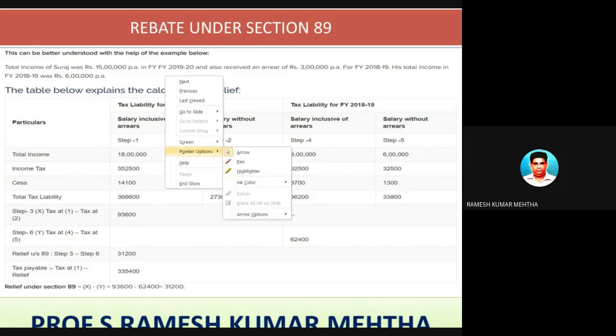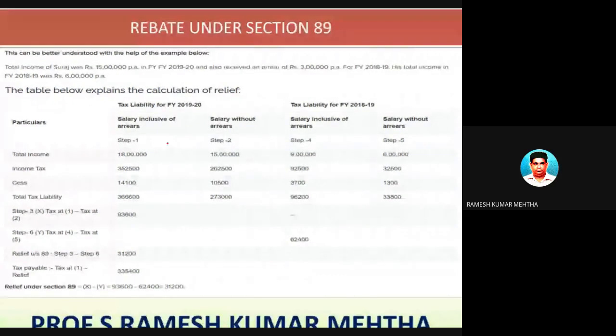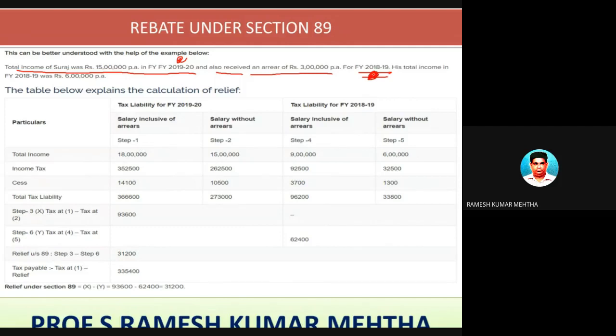So here the problem goes like this. Total income of Suraj was 15 lakh rupees for the financial year 2019-20, and also he received during this year an arrear of 3 lakh rupees of the financial year 2018-19. So the arrear of salary of financial year 2018-19 was received in the financial year 2019-20 to the tune of an additional 3 lakh rupees. So he will receive 15 plus 3, 18 lakhs.